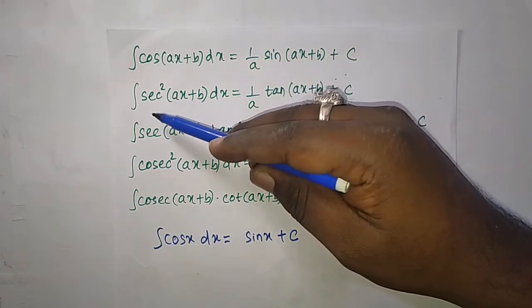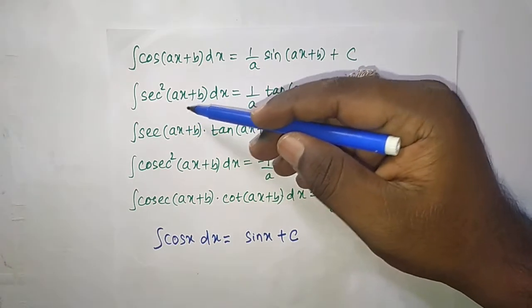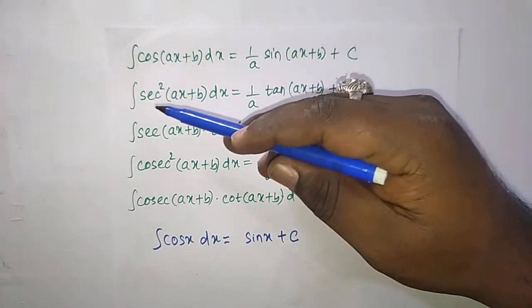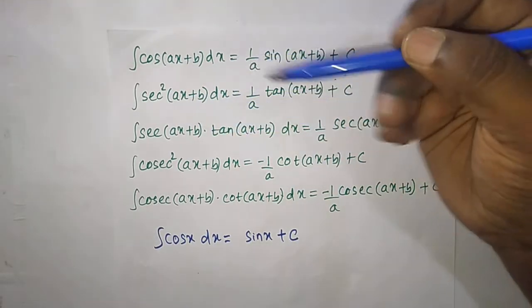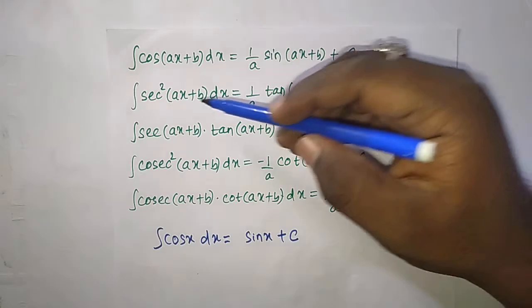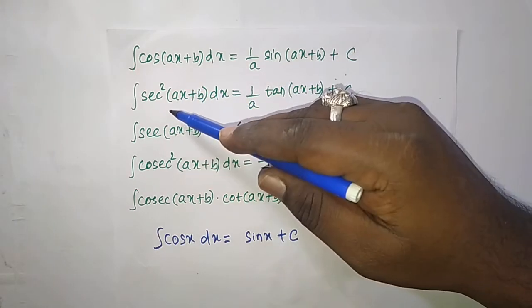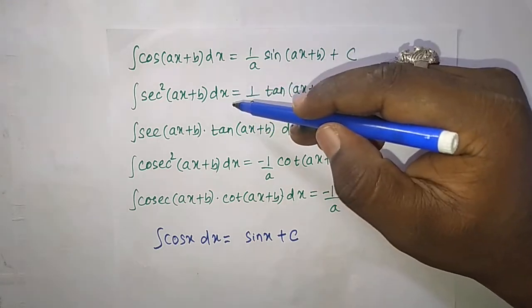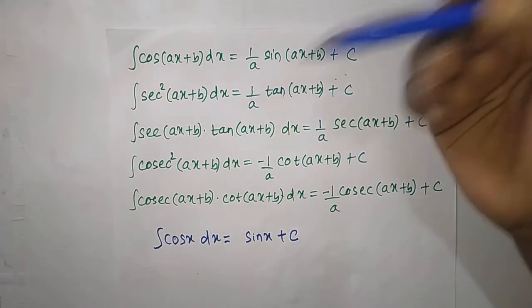Similarly, this formula: integration of sec square ax plus b. We know the integration of sec square x is tan x plus c. But the integration of sec square ax plus b is equal to 1 by a, only this 1 by a term will come, and tan ax plus b.